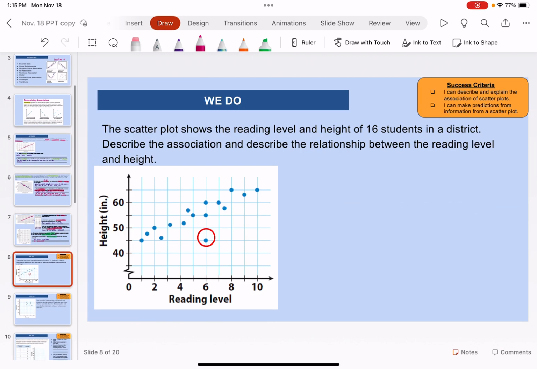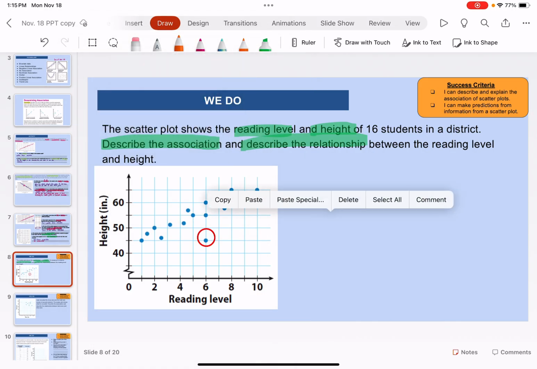Okay, so we have our We Do. This one says the scatter plot shows the reading level. So we're comparing reading level and the height of 16 students in a district. Describe the association and describe the relationship between the reading level and height. Okay, so we're going to go ahead and draw our line of best fit.